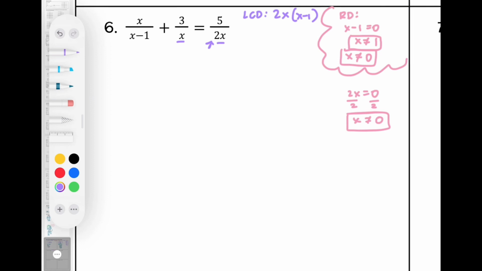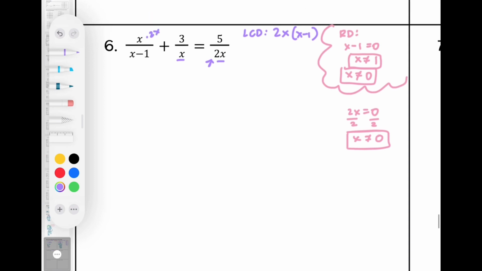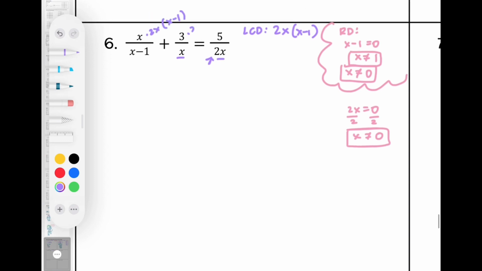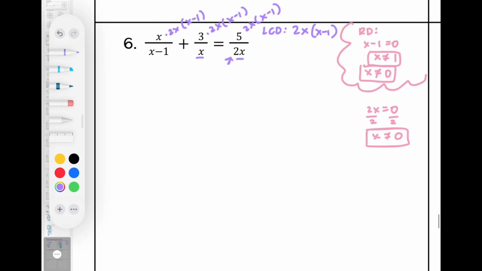So now I'm going to multiply everything by that least common denominator. So 2x times x minus 1, times 2x, x minus 1, 2x, x minus 1. Okay, and then we're just going to rewrite it. So I want you to do this rewriting step. I don't want you to skip any steps. So x times 2x would give us 2x squared. x minus 1, again, don't multiply anything out into the parentheses until you've canceled, because you might make it harder on yourself. So we're going to do 3 times 2, which is 6x, x minus 1, over x.